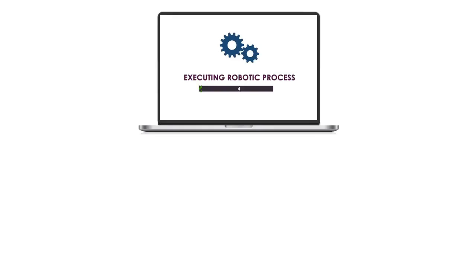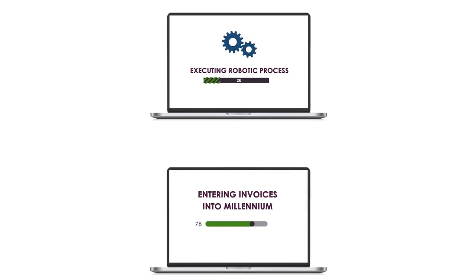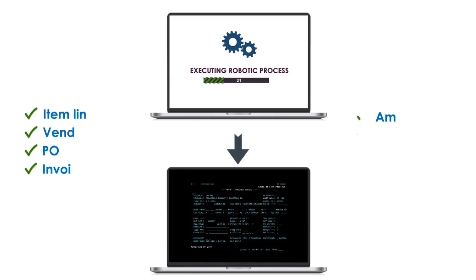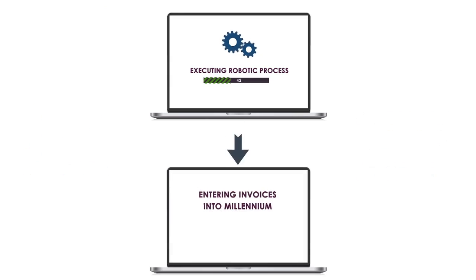What you see here is the processing taking place in the back end. Information is scraped from Excel and updated onto Millennium. Information is now getting stored in IVU, the document repository.